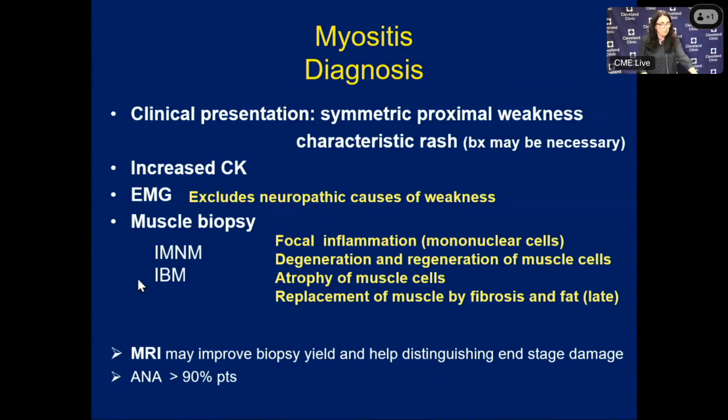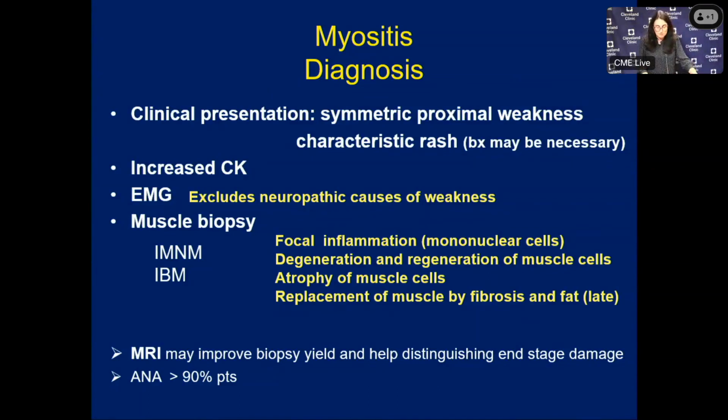very helpful. An MRI is a test that is non-specific but may improve biopsy yield when we look into an area of the muscle that might be more affected. And it can also help distinguish in end-stage damage when patients are getting weaker, but it's not clear on the clinical assessment if the worst weakness is from a flare or worse active disease as opposed to fat replacement of muscle or end-stage disease when increasing immunosuppression would not be helpful for this patient.